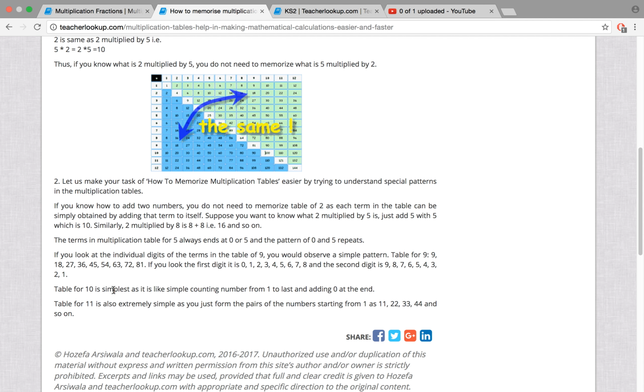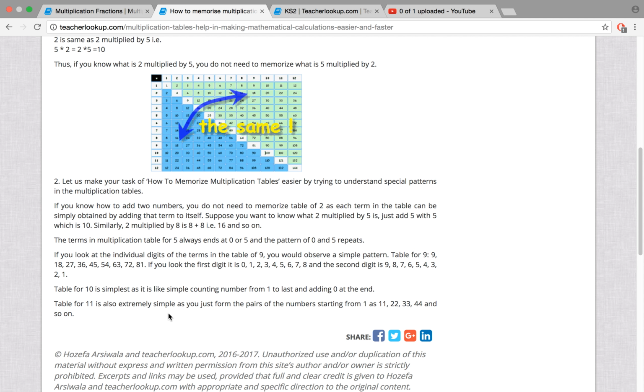Table for 10 is simplest, as it's simple. So from 1 to last and adding 0 at the end. The table for 11 is also simple, as you just form the pairs of the numbers starting from 1 as 11, 22, 33, 44, and so on.